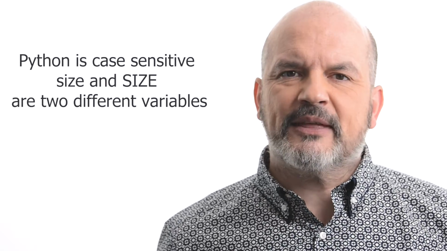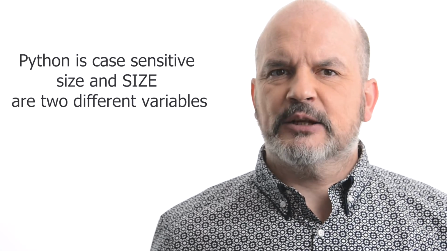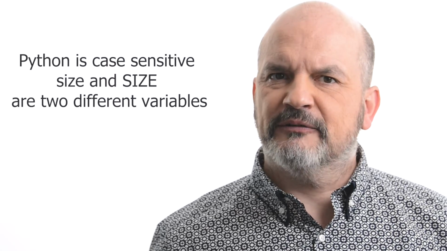There are some constraints on the naming of variables. A variable's name must start with a letter or underscore. Variable names can contain letters, numbers, and underscores. Variable names can be arbitrarily long. The Python language is case sensitive, which means size in lowercase and size in uppercase are two different variables. By convention, uppercase letters are not in use.